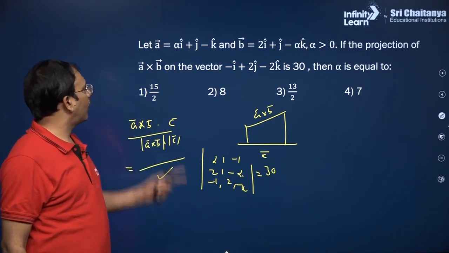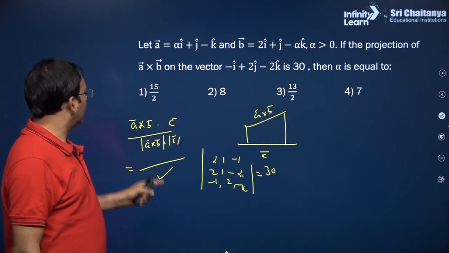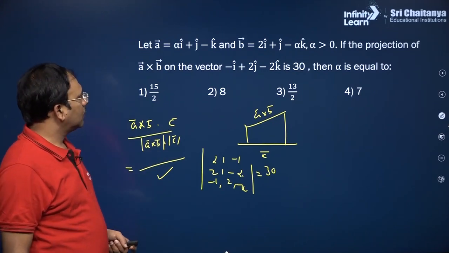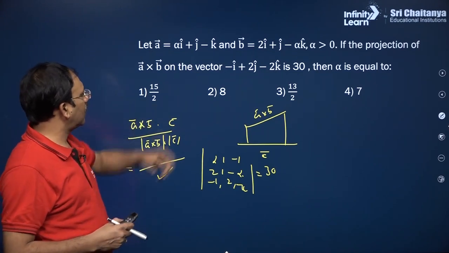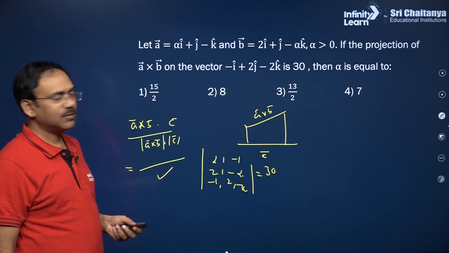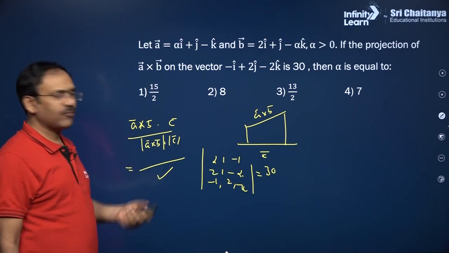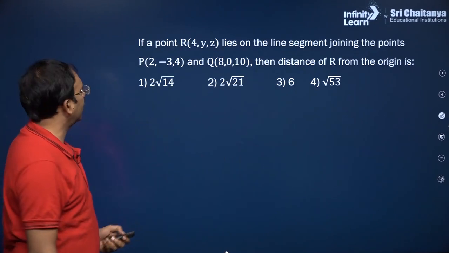What is that? So, modulus of A cross B. Then we have seen. So, how to find? You see, what is the problem here? A cross B and this vector. He is asking the angle. So, alpha is equal to. That's it. Next, my dear friends.